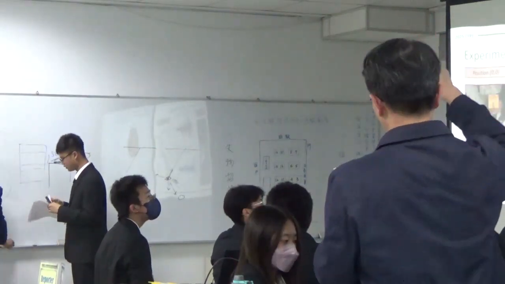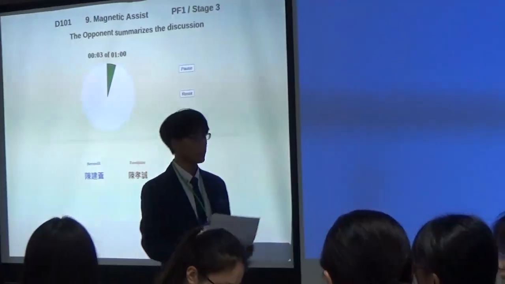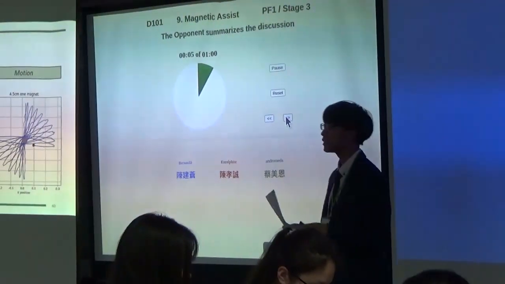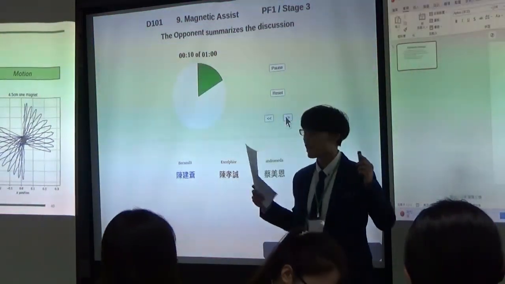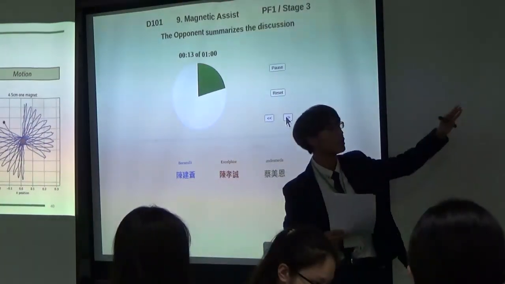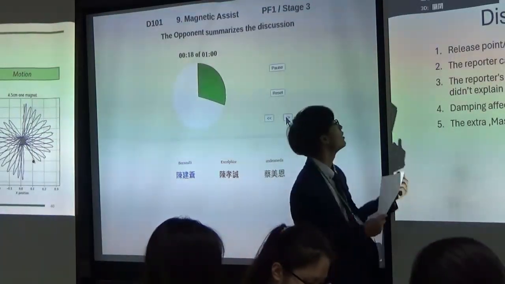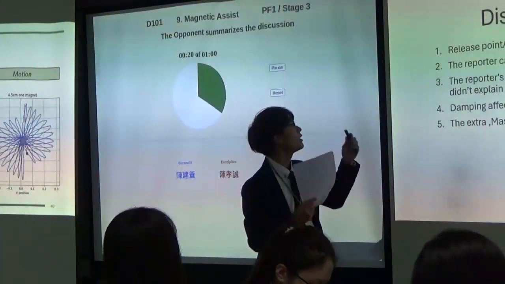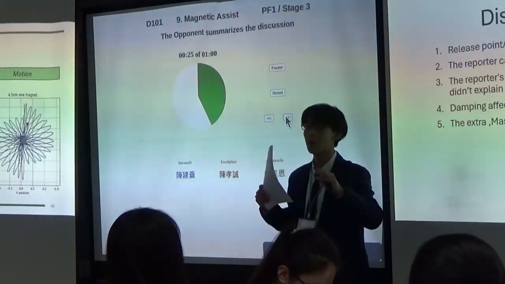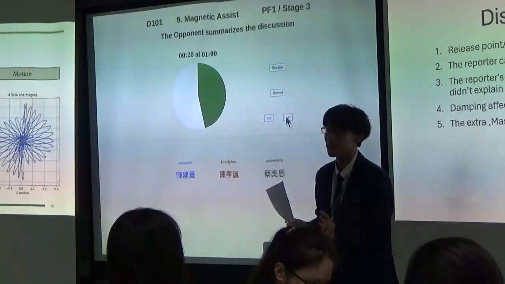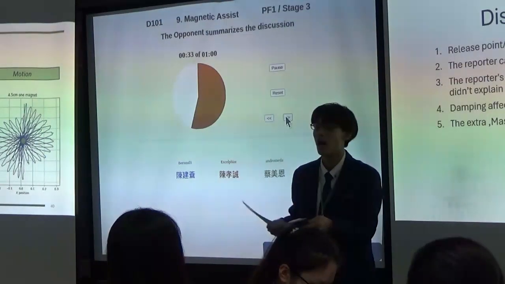Thank you. Opponent, summarize the discussion. Alright, in our discussion, we first talked about the initial conditions which would affect the chaotic behavior. We talked about the release point and also the table, which can also cause some deviations to the reporter's experiment, and the answer was yes. The reporter couldn't control the initial conditions perfectly, meaning there could be deviations caused not just by the parameters, but also by the chaotic behavior of the phenomenon.